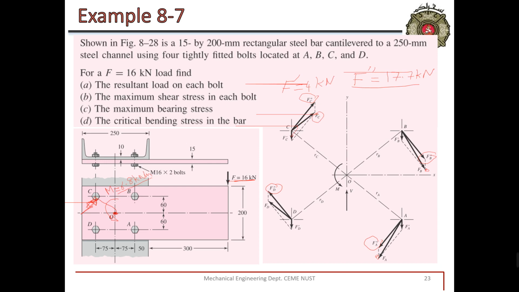For bolt A and B, the final resultant magnitude is 20.97, or say 21 kilonewton. And for these two, it is 14.8.